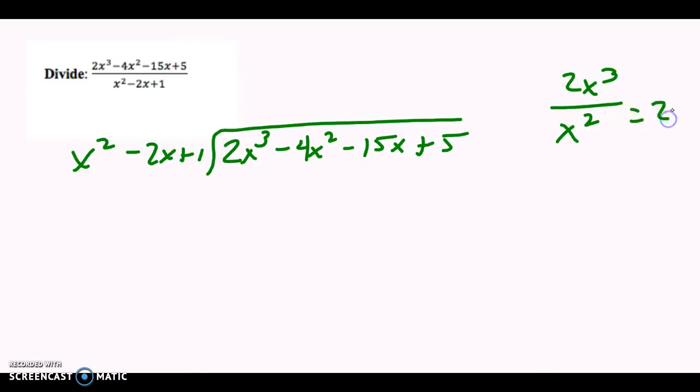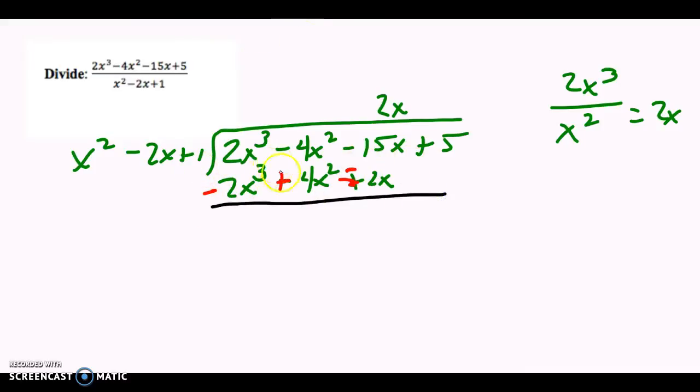And I get 2x, which means 2x is going to line up with my x cubed term, so I'll put a 2x here. And I'm going to distribute this 2x to everything in the divisor. So we get 2x cubed, we get a minus 4x squared, and we get a positive 2x. But anything underneath here, I have to subtract, so this is going to be a minus 2x cubed. It's a minus minus, which is a positive 4x squared, and a minus 2x.